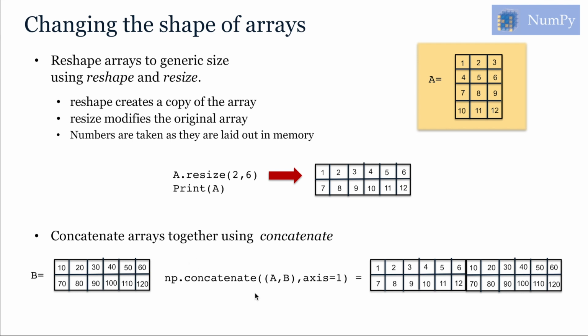So the syntax for this is to pass all the arrays that you want to concatenate within a single tuple and define what axis you want to perform the concatenation on. Clearly, this axis has to have the same number of dimensions for all arrays that you're concatenating, otherwise the operation is not going to work.